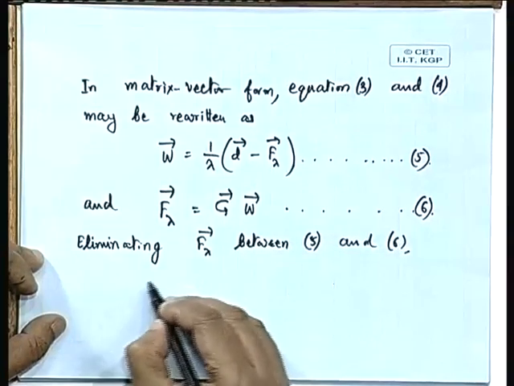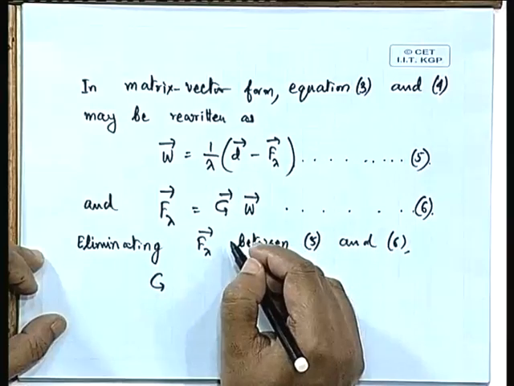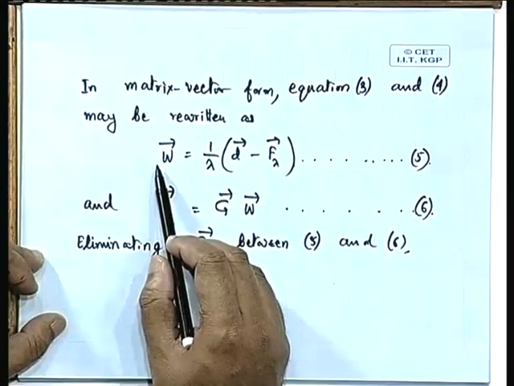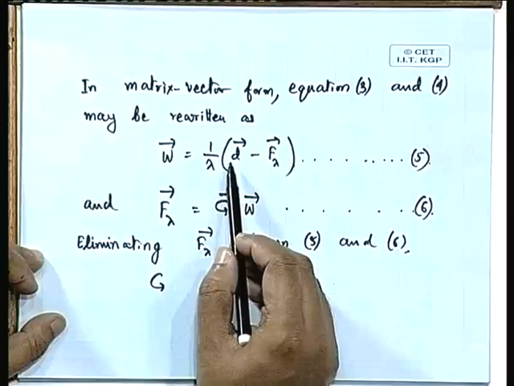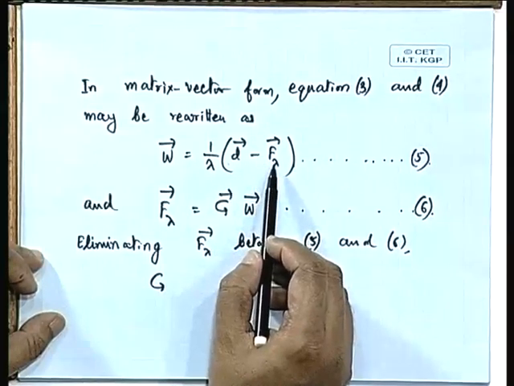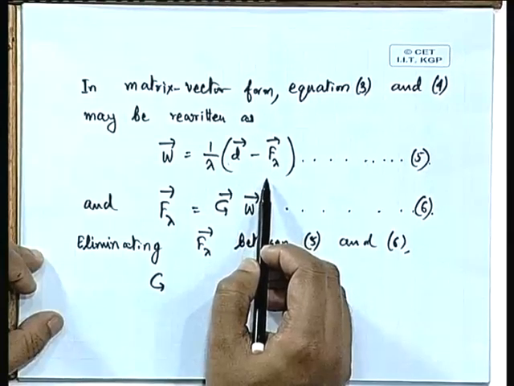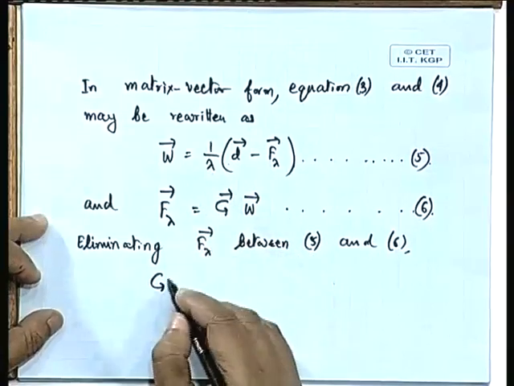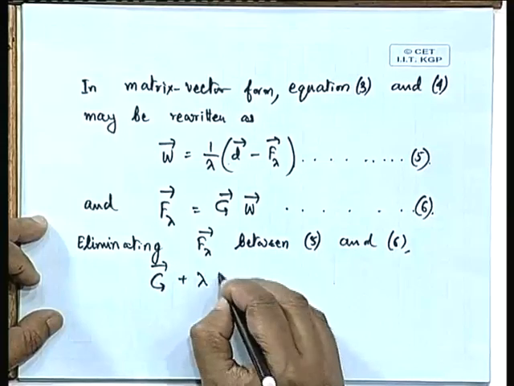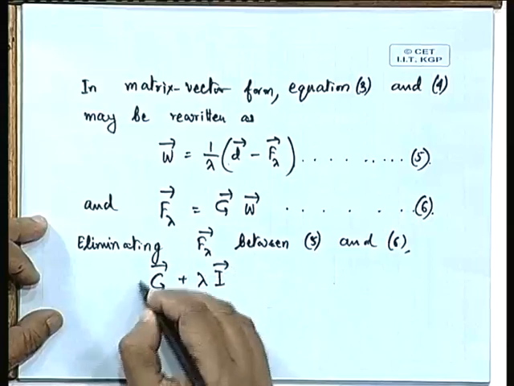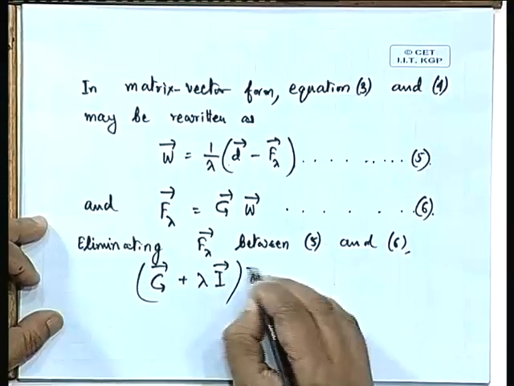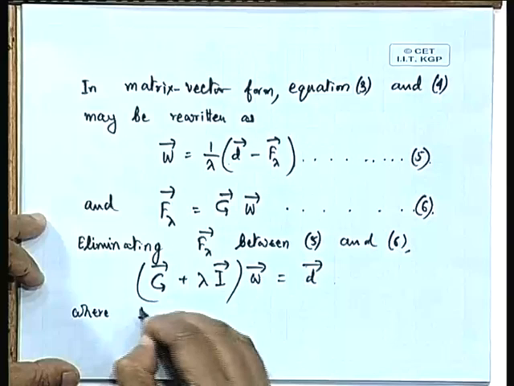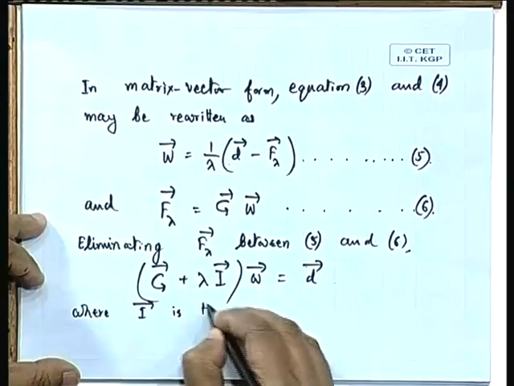We get here, because it is GW here, lambda times W to be equal to d minus f lambda, but that makes it one and the same as writing G plus lambda I times W to be equal to D, if I treat I to be an identity matrix, where I is the n by n identity matrix.